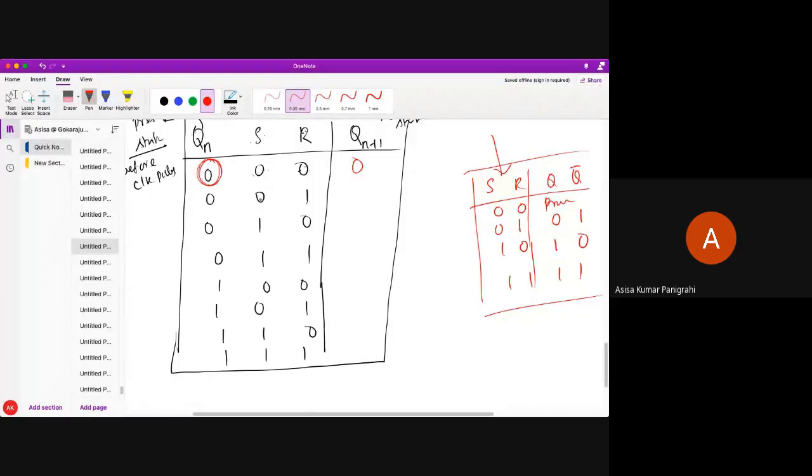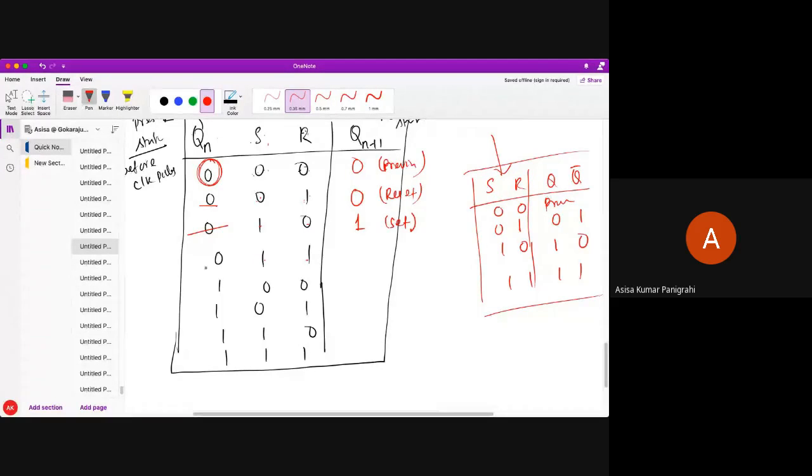So here you can see 0 1. What will it do? It will not check what the previous value or the present state is. It will just reset my flip-flop output. So this is called reset, and this is called previous value. Are you understanding? Now 1 0. 1 0 means it will not check my present value. It will just set my output. That is called set.